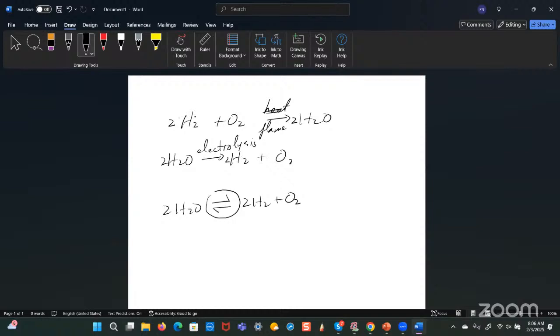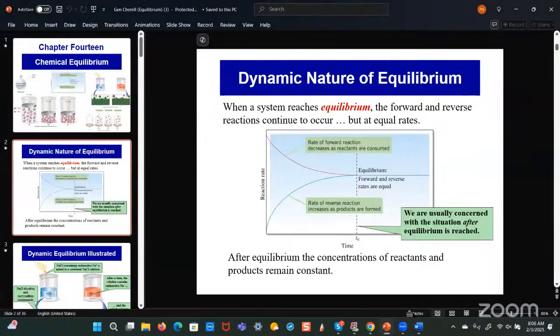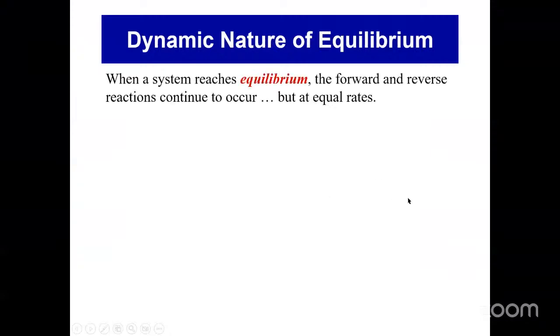So that's what we mean by what we call a reversible reaction. Now, in the case of equilibrium, which is the subject of this chapter, equilibrium is a very special situation where we have a reversible reaction where the rate of the forward reaction will be equal to the rate of the reverse reaction.